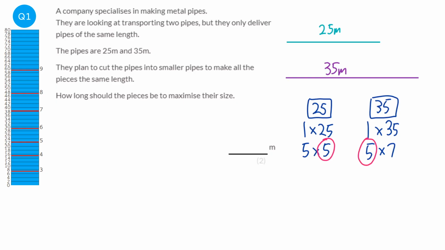So what we can do is we can cut all of these pipes into 5 metre pipes. So 1, 2, 3, 4, not to scale, and then 7 of these, so 1, 2, 4, 5, 6, and so there's 7 in total. So each of these are 5 metre long, and there's no wastage, and that's the longest we can make the pipes for there to be no wastage at all. So my answer is 5 metres.